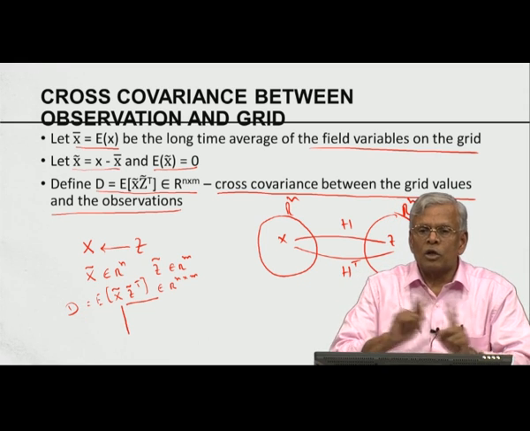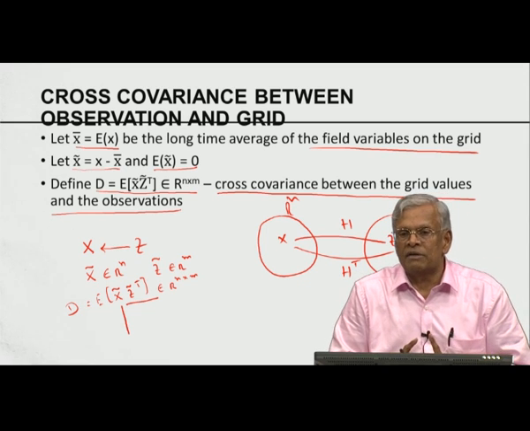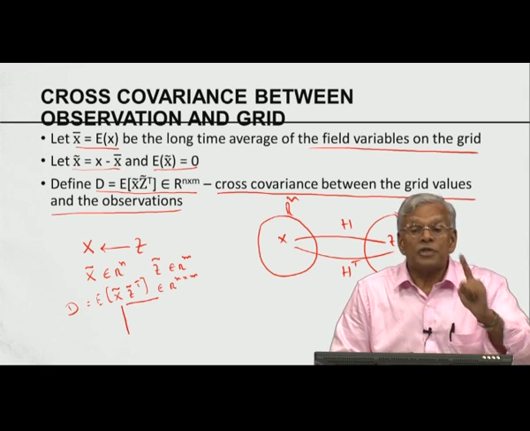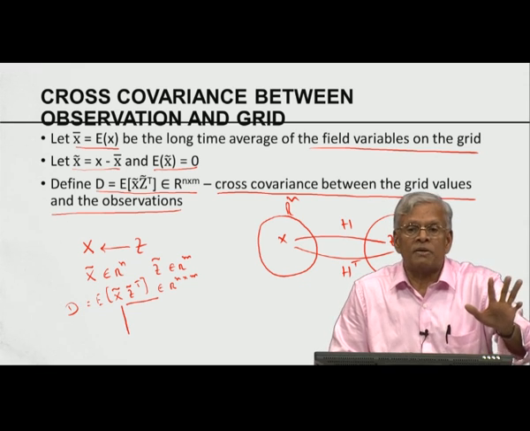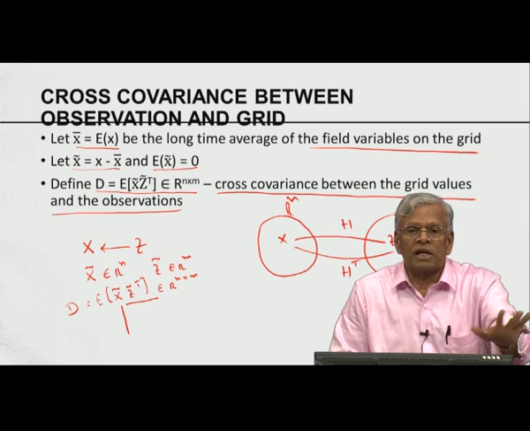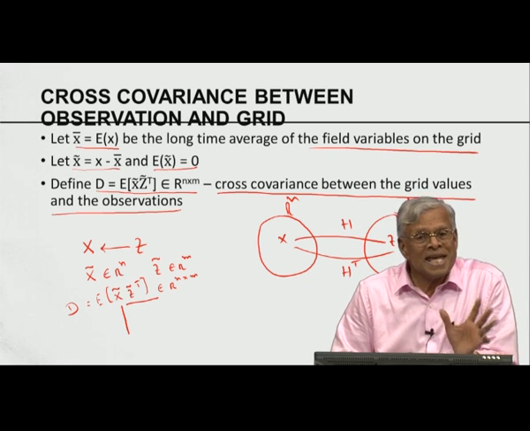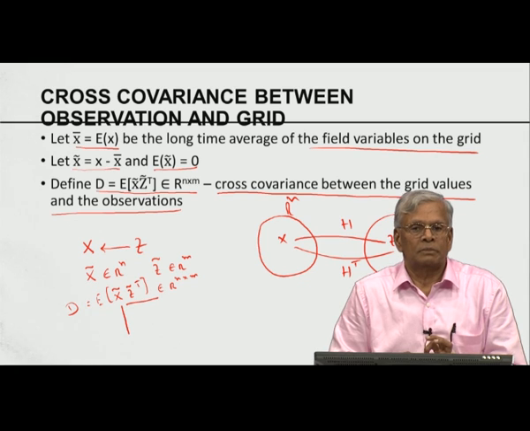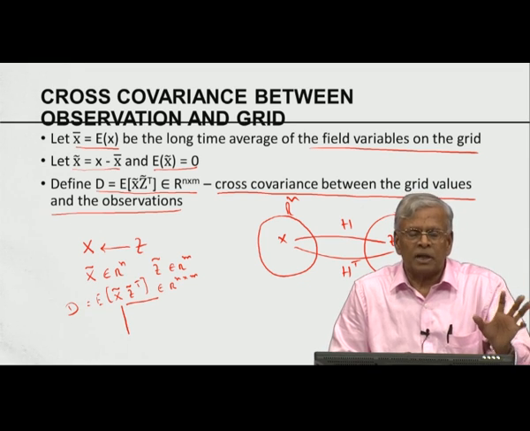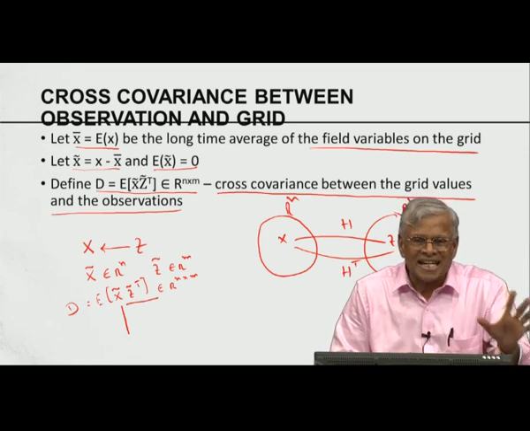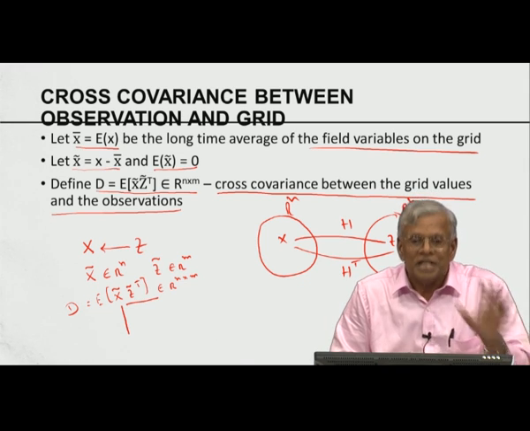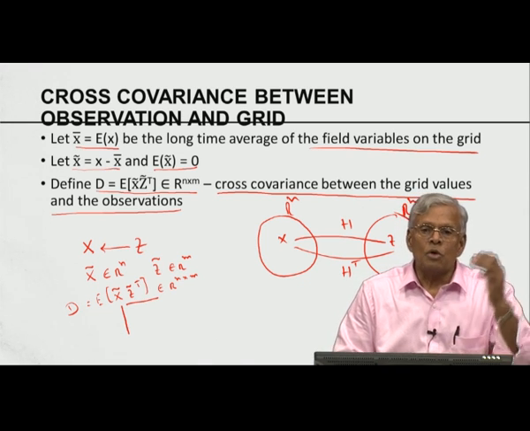So C and D are going to play a very major role in our analysis. Now please remember, C may be fixed in time because the observation network, once we establish a network, we can't change, but D can change in time. I am sorry, the computational grid can change in time, N can change in time, therefore D can change in time.